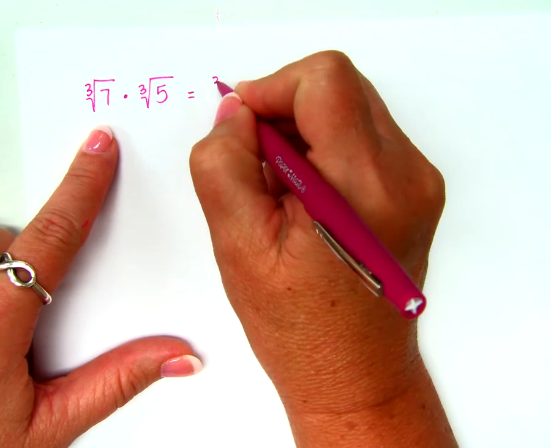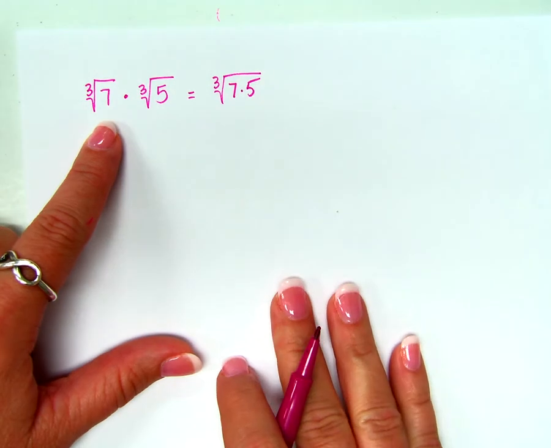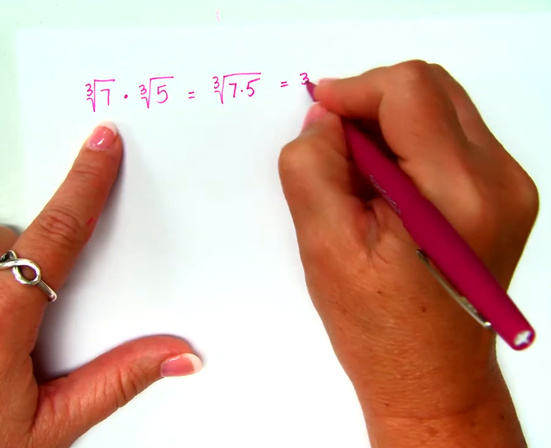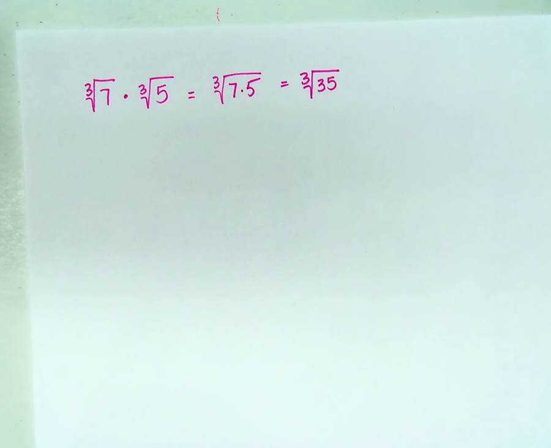Properties of roots, of radicals, say that I can do this, which means my answer is the cube root of 35. That's it? Yep, that's it. Because there's no factors in 35 that I know the cube root of.